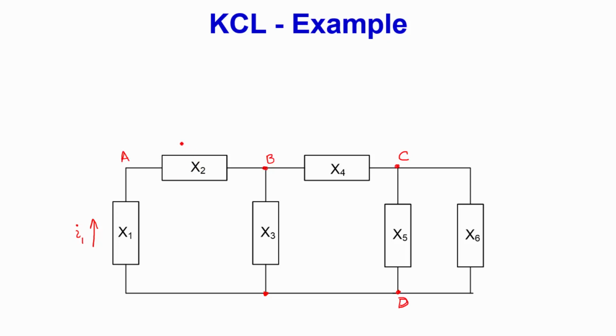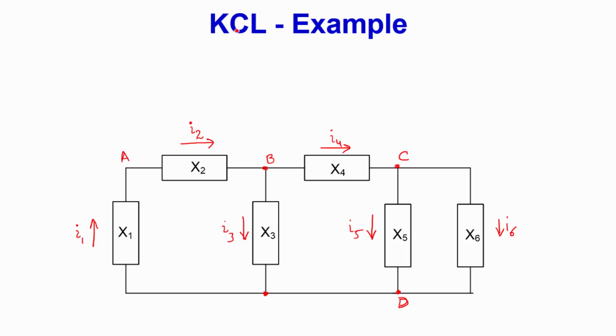This is element 2, so let's assume its current is flowing towards right with the name I2. This is element 3, so let's call its current I3. Let's call this current I4 and let's assume it flows towards the right. Then I5 and I6, let's assume both flow downwards and call them I5 and I6 respectively.